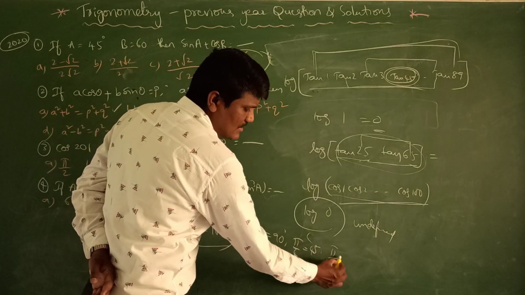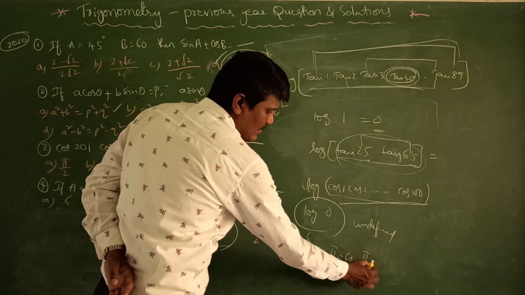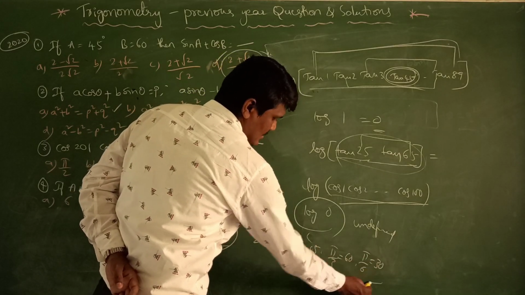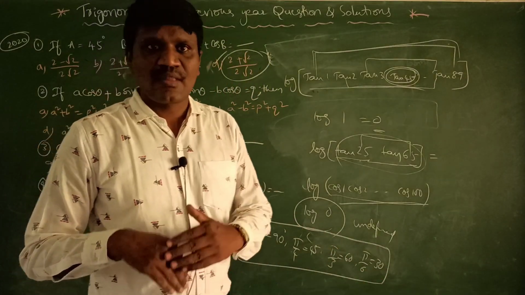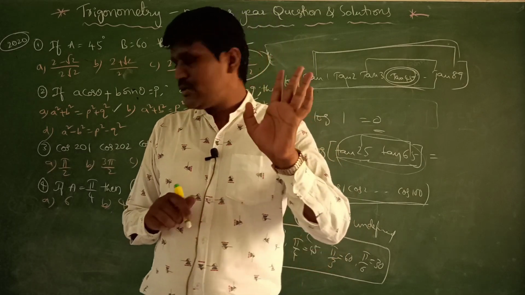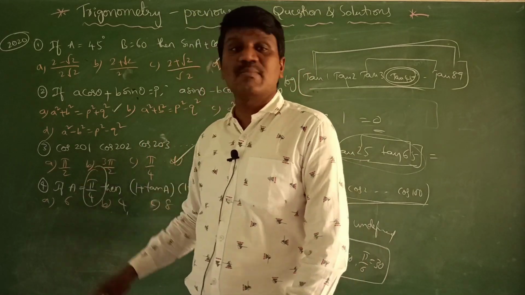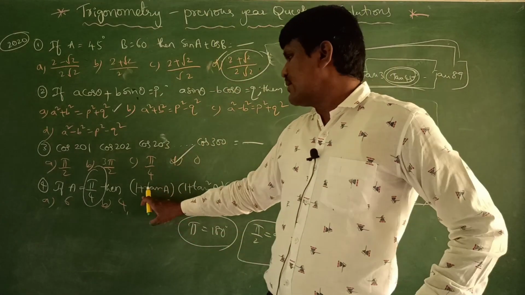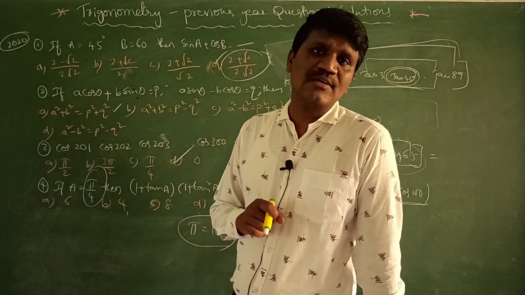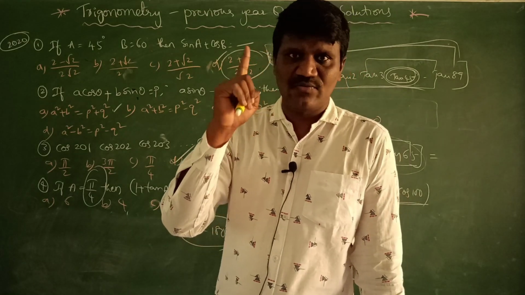Pi by 3 means 60 degrees. Pi by 6 means 30 degrees. You remember? Whenever they give pi by 6, it means 180 by 6. Pi by 4 means 180 by 4. So a is equal to pi by 4 is nothing but a is equal to 45 degrees. So simply substitute here, and we know what the tan 45 value is? Tan 45 value is 1.